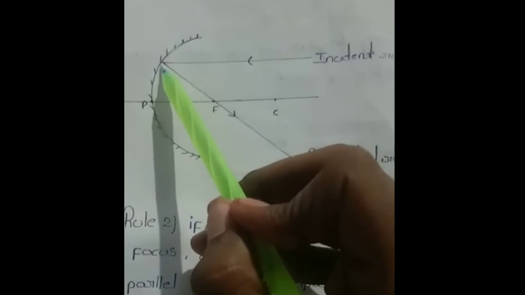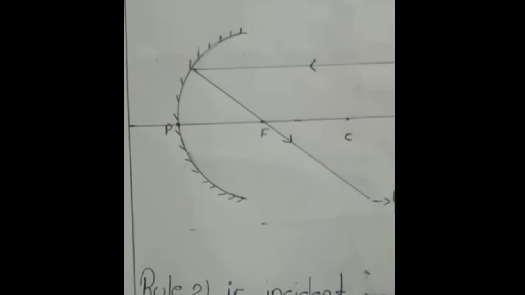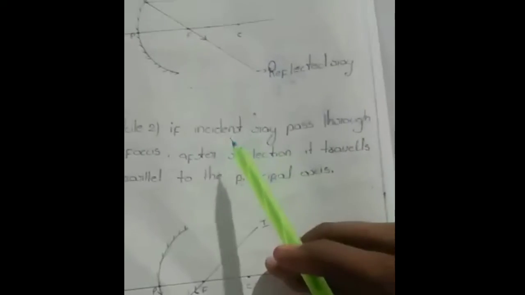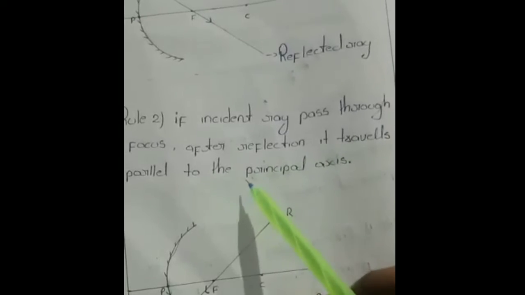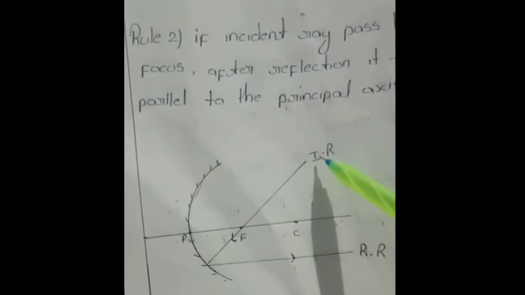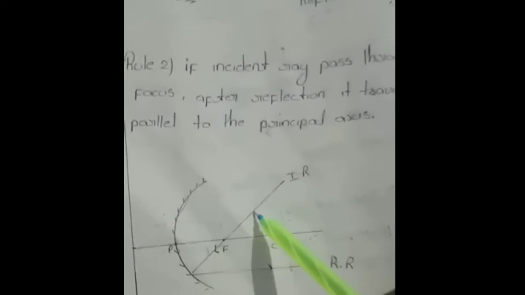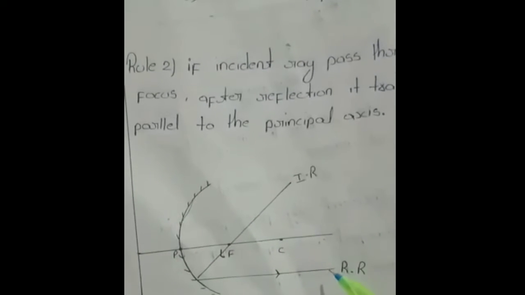The incident ray travels straight here, parallel to the axis. After reflection, where does it go? Through the focus. See friends, it passes through the focus point. It is rule 1. Next we have to know rule 2. If the incident ray passes through the focus, after reflection it travels parallel to the principal axis. See friends, concave mirror, IR means incident ray, the incident ray passes through the focus. After reflection, it travels parallel to the principal axis.